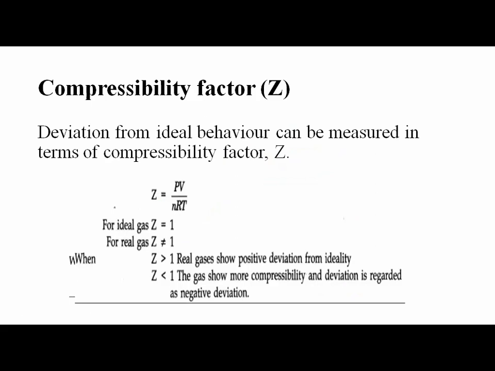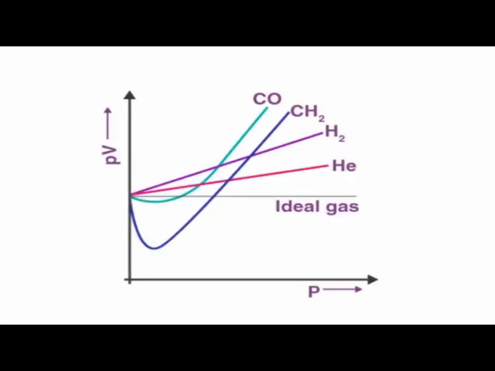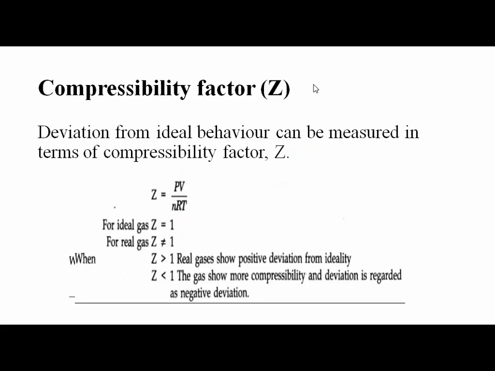It is difficult to determine quantitatively the deviation of a real gas from ideal behavior when you plot a graph of P versus V isotherm curve or PV versus P. So the deviation of real gases from ideal behavior can be measured in terms of the compressibility factor, denoted as Z. So Z is equal to PV by nRT. This is the formula for compressibility factor.